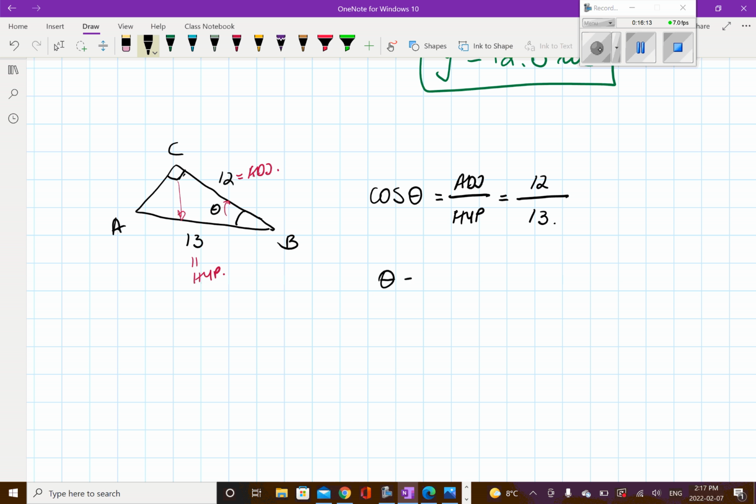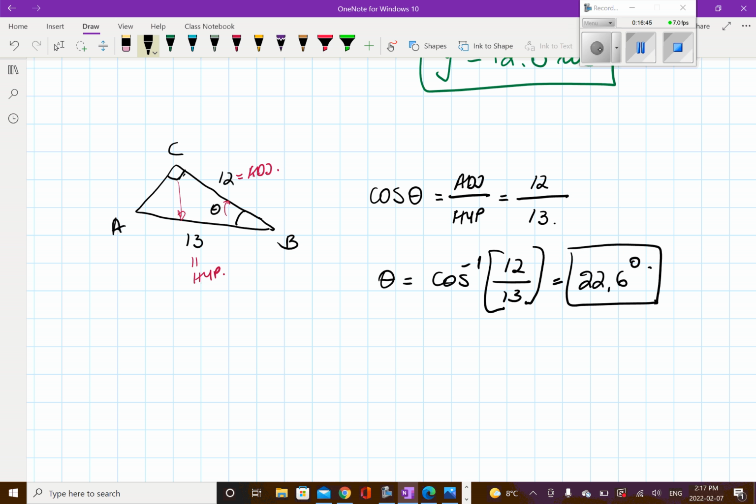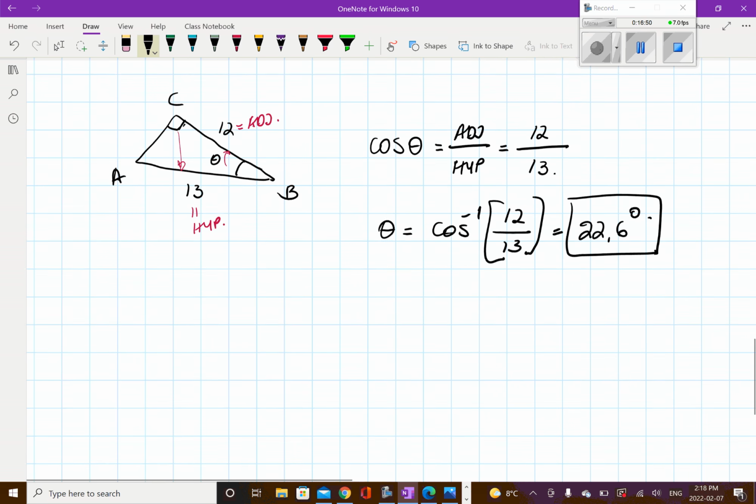So now the angle theta is inverse cosine, or cosine -1 of 12 over 13. And in your calculator, you go second function, cosine 12 divided by 13, and again make sure that the mode of your calculator is on degrees, and you will have a 22.6 degree angle, or just 23 if you consider the significant digits.